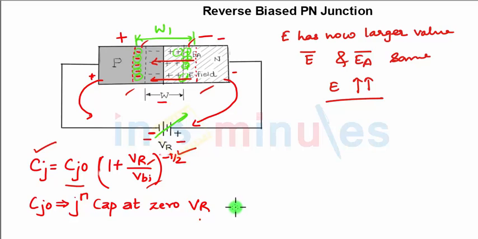Now the junction capacitance will affect the switching characteristics of the PN junction diode, as we'll see later, when we are switching from the forward bias to reverse bias with respect to the minority charge carriers. This is the reverse biased PN junction diode.